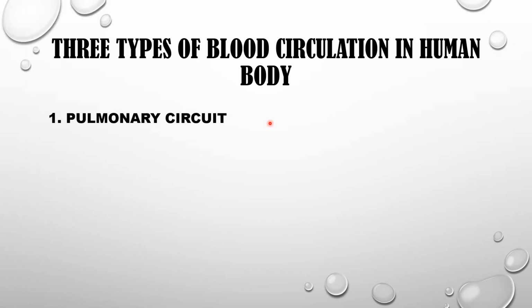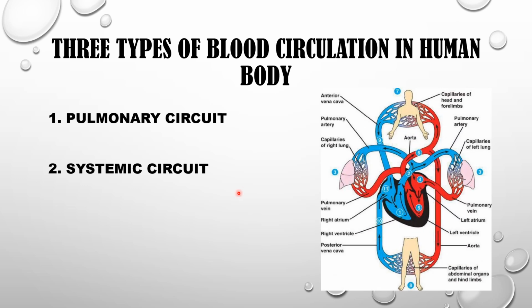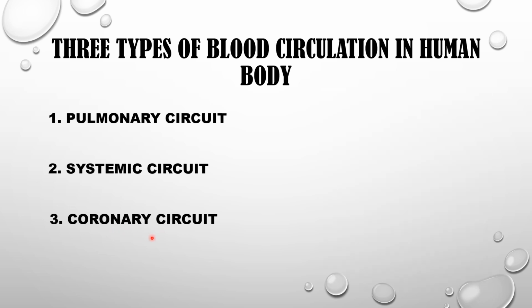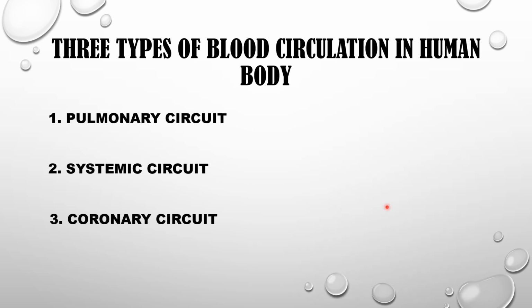There are three types of blood circulation in the human body. The first one is the pulmonary circuit. The pulmonary circuit is the circulation of the blood from the heart to the lungs and back to the heart. The other one is the systemic circuit, which is the circulation of the blood from the heart to the different parts of the body and from the different parts of the body back to the heart. And the last one is the coronary circuit, which is the circulation of the blood through the tissues of the heart.